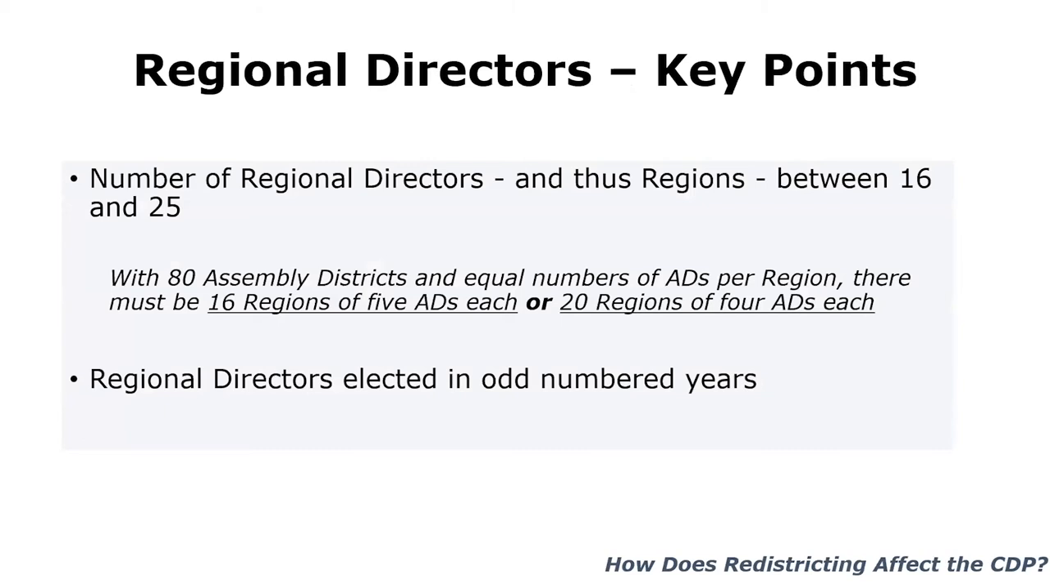So the key points here for the regional directors is the number of regional directors, thus the regions, are between 16 and 25. So with 80 assembly districts and equal numbers of ADs per region, there must be 16 regions of 5 assembly districts each, or 20 regions of 4 assembly districts each. And as an FYI, the regional directors are elected in odd number years. Anything you want to add, Royce? Nope, it's good.